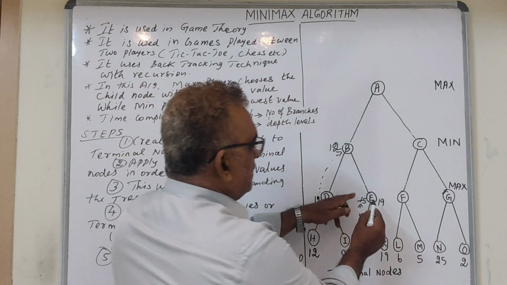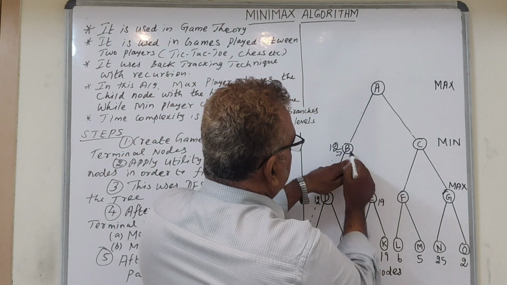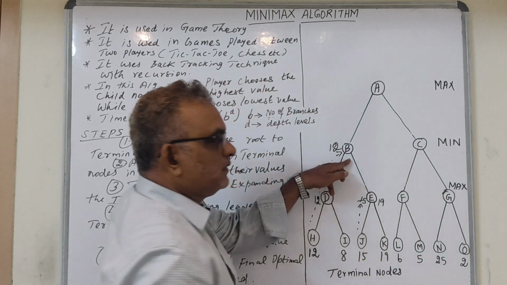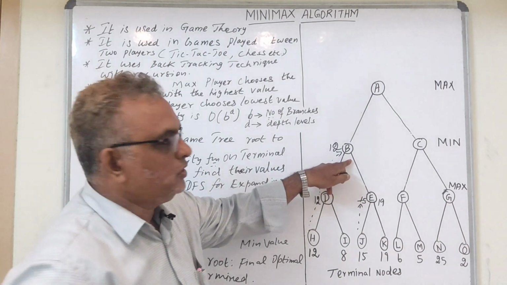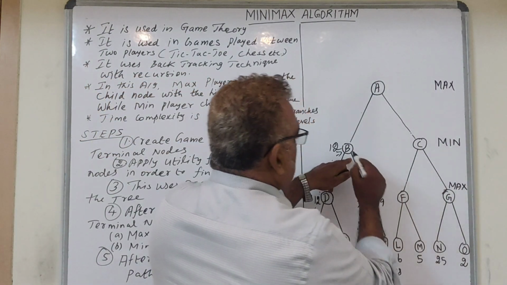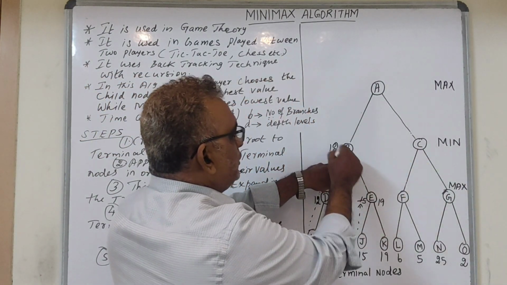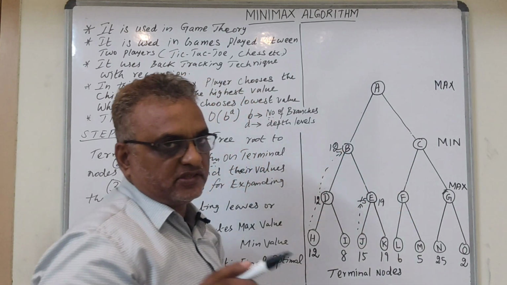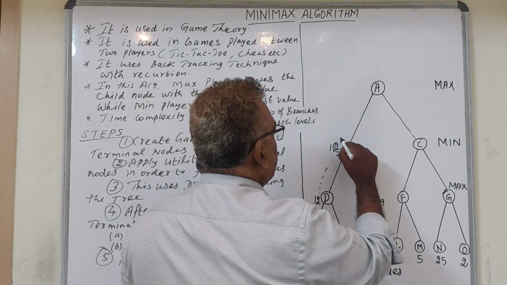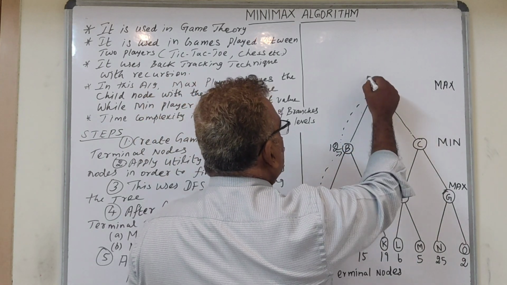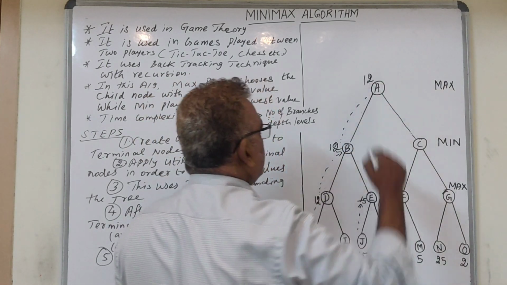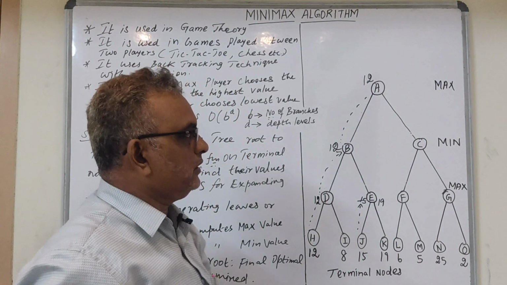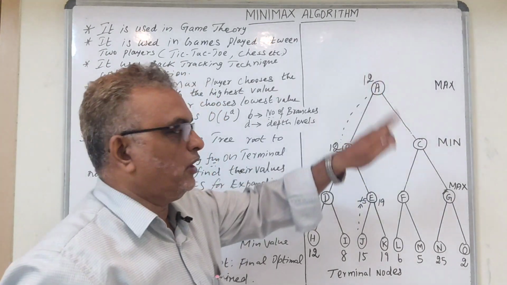Okay. So again we compare this value with the previous one: this is 12 and this is 19. But this is a minimum node, so the minimum player will select only the minimum value. If you compare 12 with 19, 12 is the minimum, so 12 is retained as it is. This value is again backed up to the root node, that is the parent. So 12 is backed up to the root, and the value of the root is 12 now.